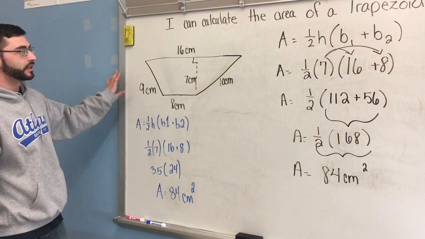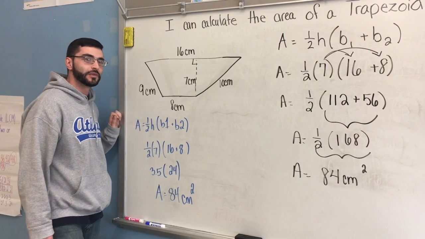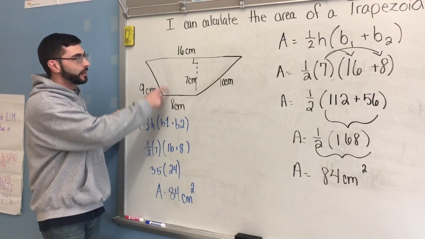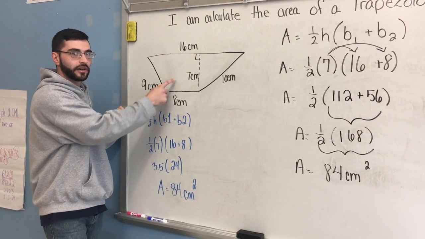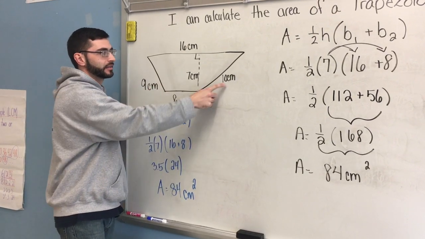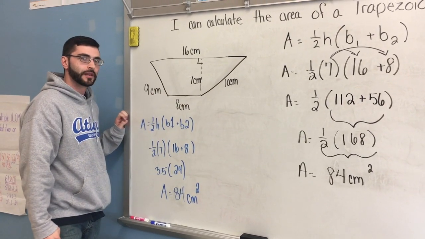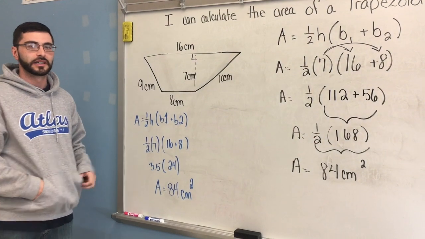Also with this one, if you didn't notice, there was some extra information that we did not need. We only needed our base 1, base 2, and our height. We had the 9 centimeters and our 10 centimeters. We did not need that. All we needed was the height and our two bases.